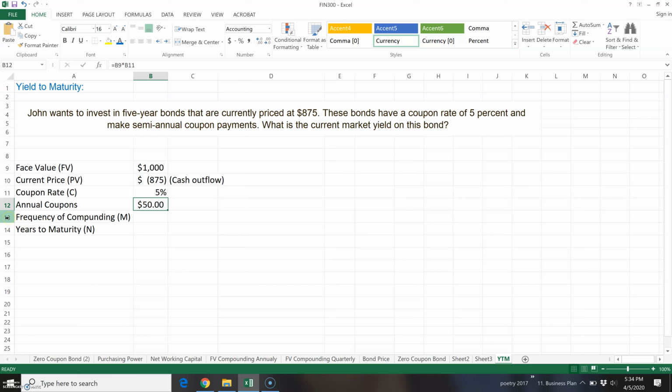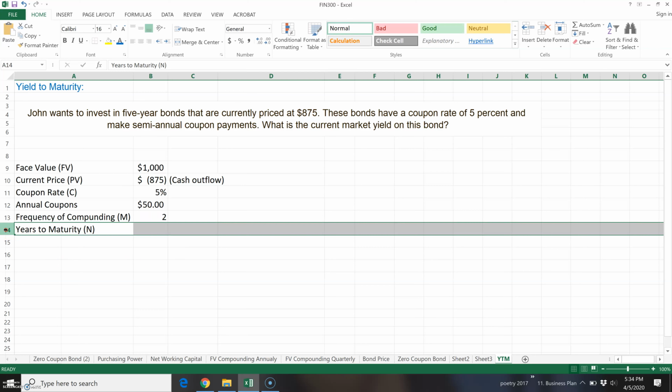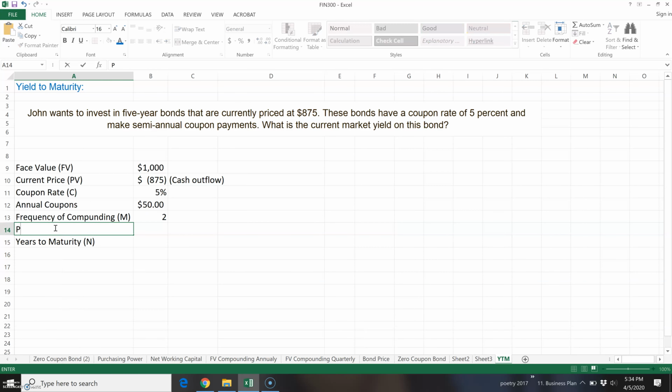But since they have also mentioned that they have semi-annual coupon payment, the frequency of compounding is 2. Hence, the PMT or periodic payment, or payment for the coupon, will be equal to 50 divided by 2, and that is $25.